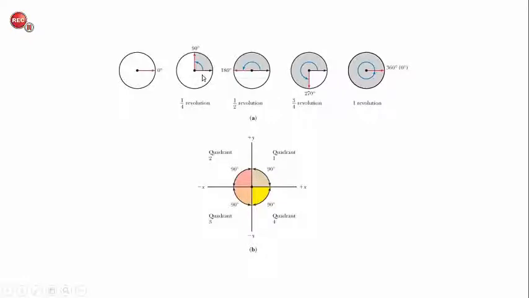So any angle in between 0 degrees and 90 degrees will be in the first quadrant. Any angle between 90 and 180 is in the second. Between 180 and 270 is in the third. And between 270 and 360 is in the fourth quadrant. And again, an angle like 90 degrees is not in the first or the second quadrant. It's directly on the positive y-axis. And that's true for 180 as well in the negative x-axis, 0 in the positive x, and 270 in the negative y.